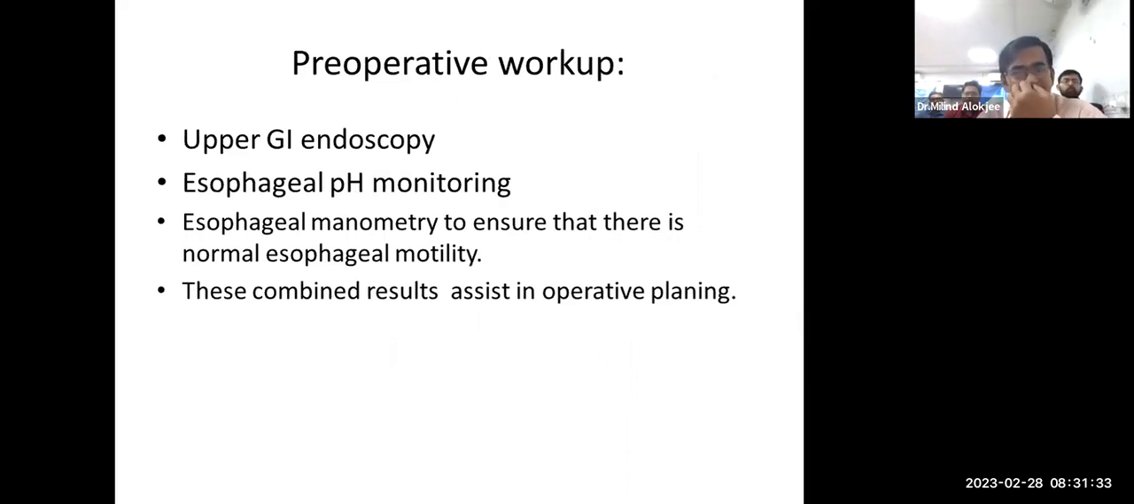So, what is the preoperative workup for a patient who has to undergo anti-reflux surgery? Upper GI endoscopy, esophageal pH monitoring to document the reflux disease, and as I said earlier, the patient should have an esophageal manometry to ensure that there is normal esophageal motility.